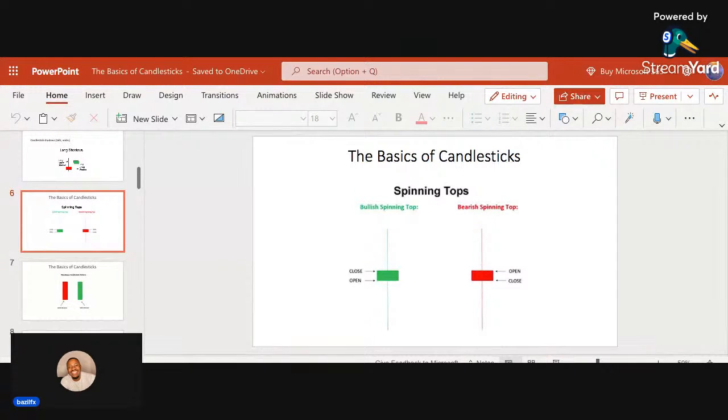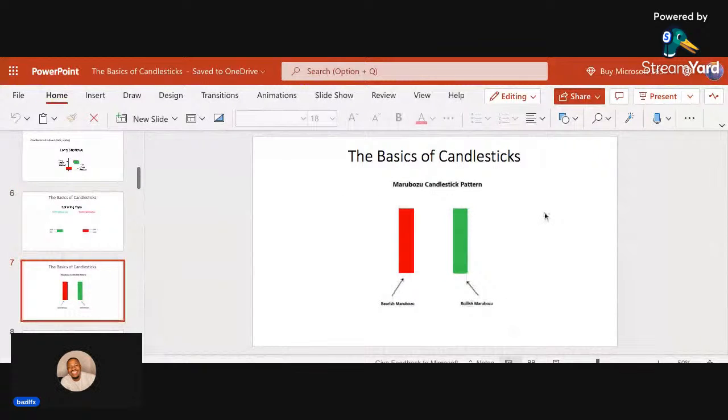So guys, these are called spinning tops. They're called indecision candles. Price will go up or will come down, with any of those two candles. Then we have the Marubozu candlesticks. These are called Marubozu candles. So Marubozu candles just represent total selling pressure and total buying pressure. These two guys, I hope you're writing somewhere. They represent total buying pressure, total selling pressure.